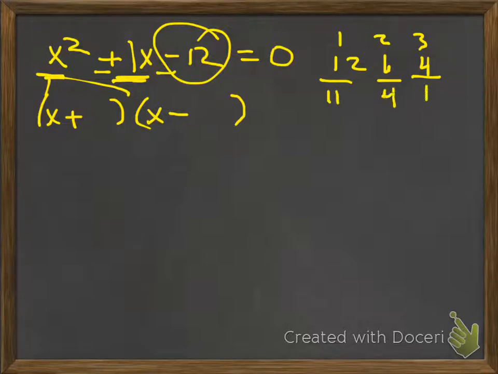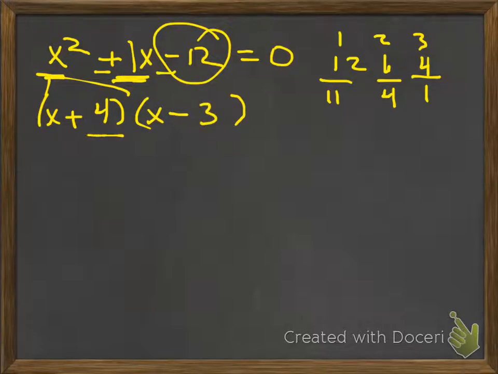2 minus 6 is 4. 4 minus 3 is 1. Okay, so I want to make sure I put these in the right order. So if I put it 3 minus 4, would I get a 1? Or would 4 minus 3 give me a positive 1?